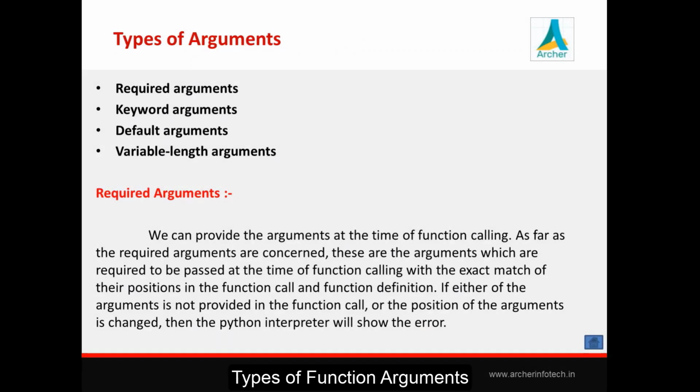So now we are having an idea about arguments. We'll see different types of arguments available in Python. Okay, 4 types of arguments are available: required, keyword, default, and variable length arguments. Now, required arguments we have seen up till now.